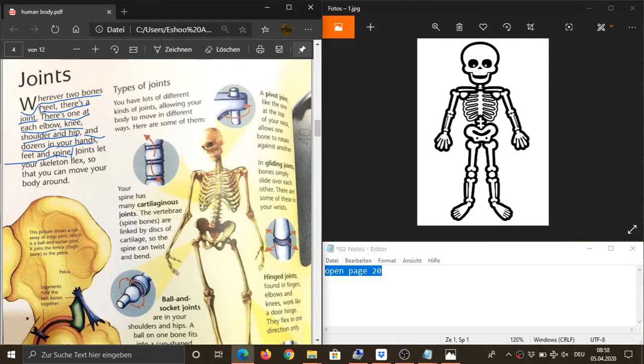So the first part of it, you should highlight this one here. You should highlight it until here. This is the definition of joints. Let's say that wherever two bones meet, there's a joint. There is one at each elbow, knee, shoulder, and hip, and dozens in your hands, feet, and spine. Highlight it. So he starts speaking about it. We see what other examples of it we have.